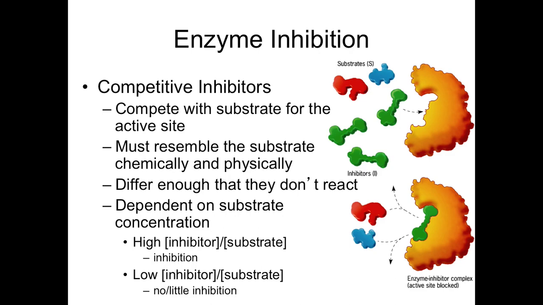Okay, so for competitive inhibition, you have inhibitors that are similar chemically and physically to the substrate, and they're capable of inserting themselves into the active site. And so it's literally a competition for the active site. Is the inhibitor going to enter the active site, or is the substrate going to enter the active site? Because if there's an inhibitor in there, then the substrates can't enter.